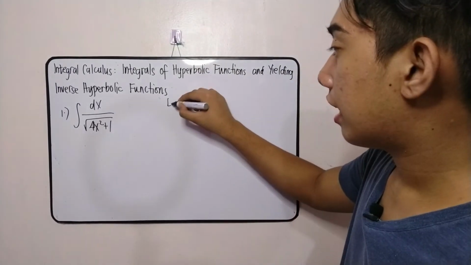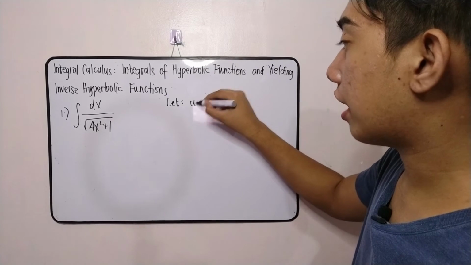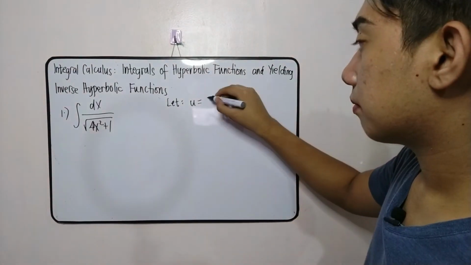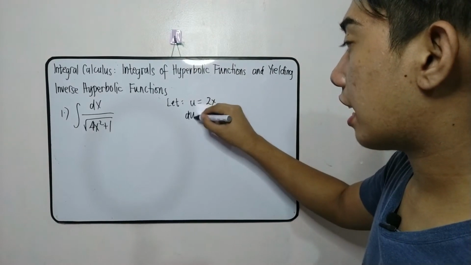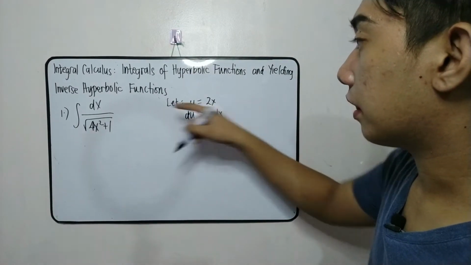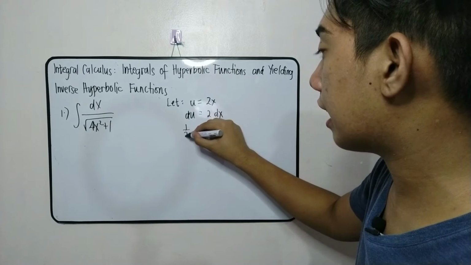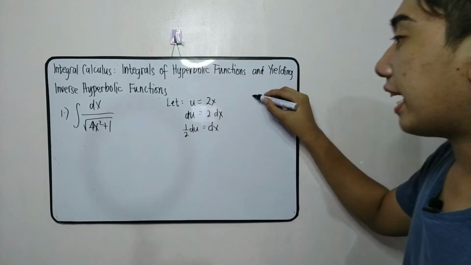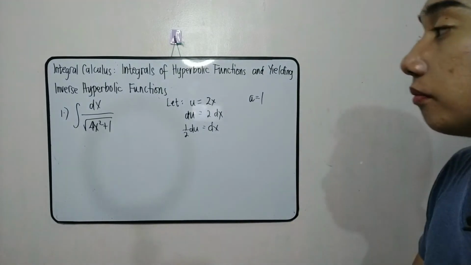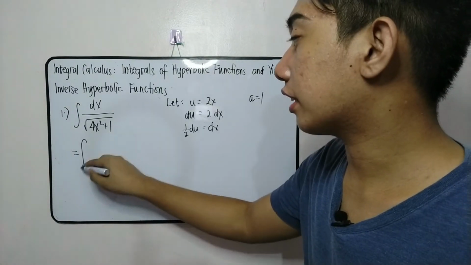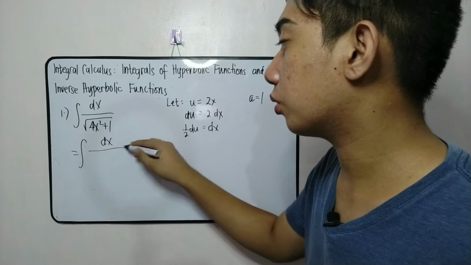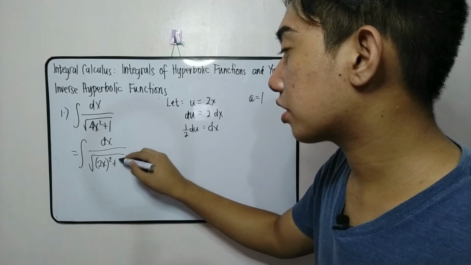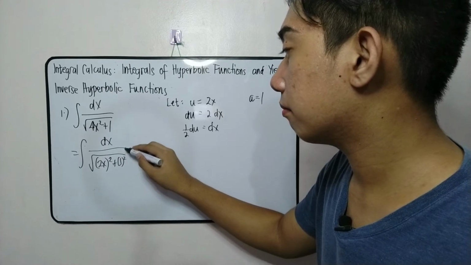Okay, so, again, yung substitution, we have u is equal to 2x. And our du is 2dx. But there's no 2 here, so we will divide na lang both sides by 2. So, 1/2 du is dx. And our a here is 1. So, for this case, we can transform this one into dx over the square root of quantity 2x squared plus quantity 1 squared.